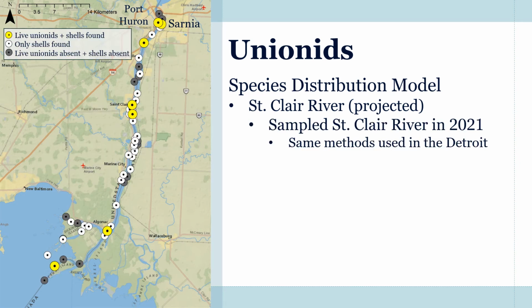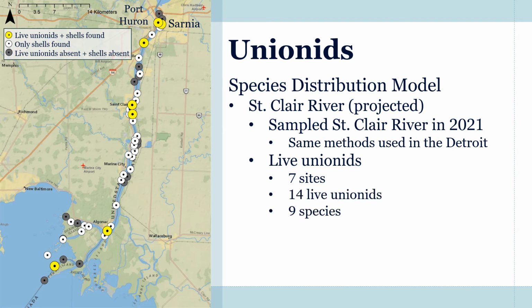To validate the unionid model, we sampled the St. Clair River in summer of 2021, using the same methods that we used in the Detroit River. We sampled 51 sites in the St. Clair River, and were fortunate enough to find live unionids at 7 of those sites, represented on this map by the yellow circles. Among these 7 sites, we found 14 live unionids, representing 9 species.